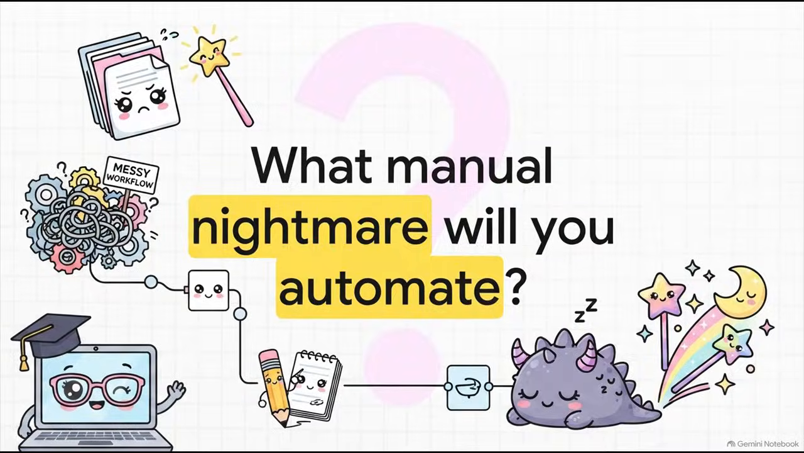So class is dismissed. You've got the blueprint, you know the exact steps, and you know how to make it look flawless. I want you to go log into Canvas right now, sketch out your absolute messiest workflow, and let AI turn it into an absolute dream. The only question left is, what manual nightmare are you going to automate today?